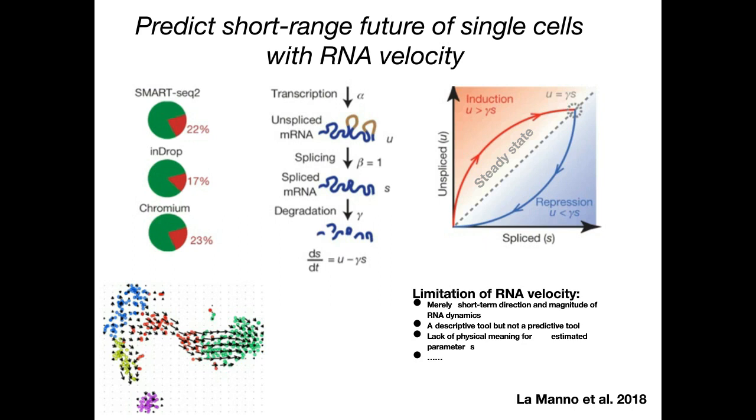Secondly, for the most part, RNA velocity is just used as a descriptive instead of a predictive tool. Lastly, because they have to assume a universal constant for beta, the parameters are relative, so it doesn't really have any physical meaning.